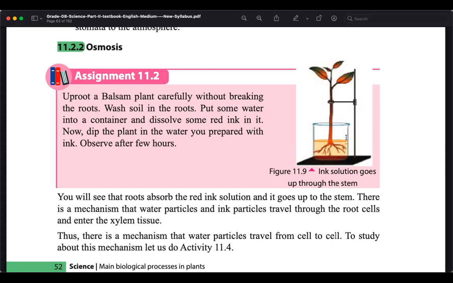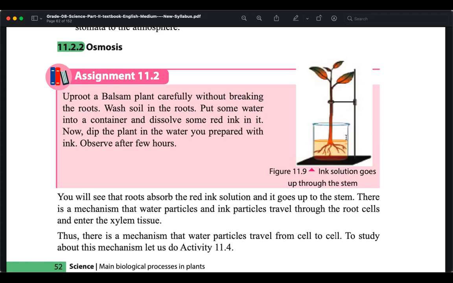So for this balsam plant, you have to take it without breaking the roots and the hair roots. Then you have to wash it carefully, because when you take it from the soil, it has some soil and mud. Put it into colored water. You can use red or maybe purple color. Then dip the plant and keep it for maybe 2 hours.